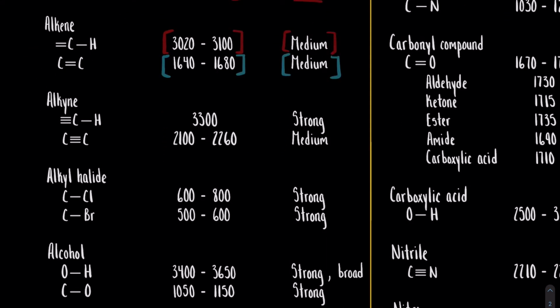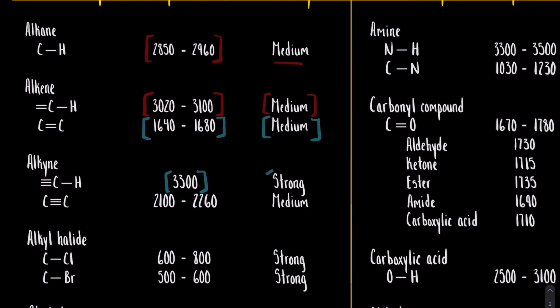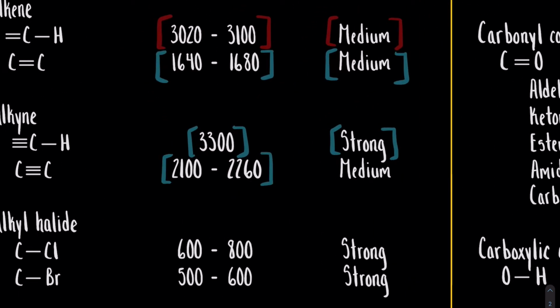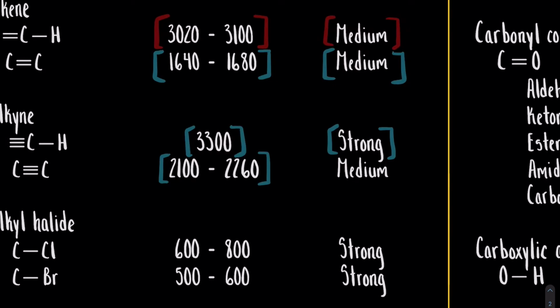Now, a carbon atom that is sigma bonded to a hydrogen with two pi bonds coming from an R group and a sigma bond will absorb around 3300. That's going to be a very strong peak. And a triple bond between two carbon atoms absorbs between 2100 and 2200, 2260 to be exact. And that's going to be a medium peak.